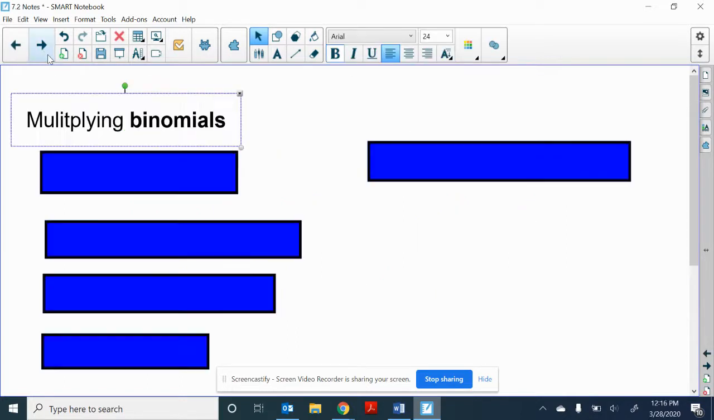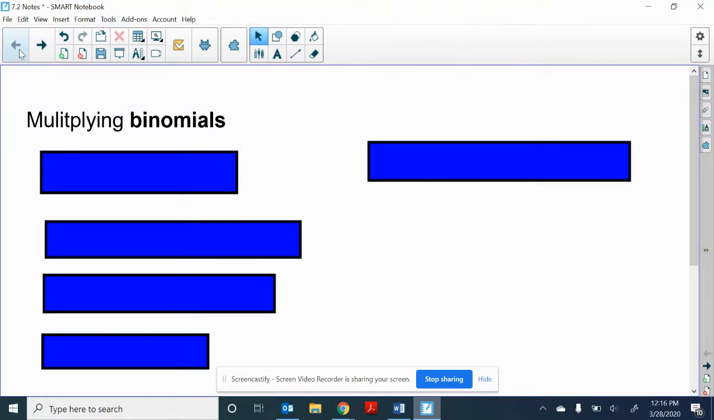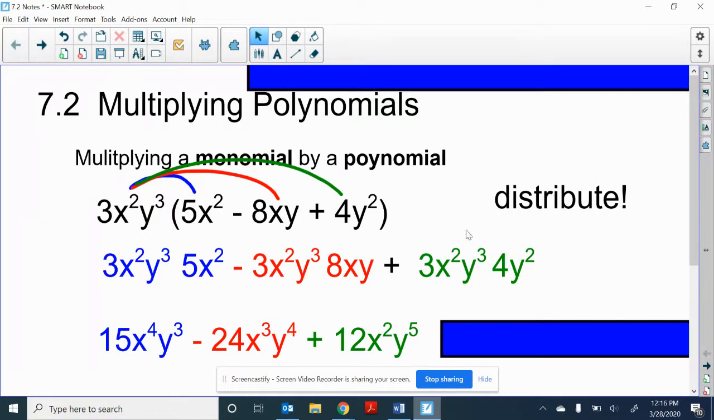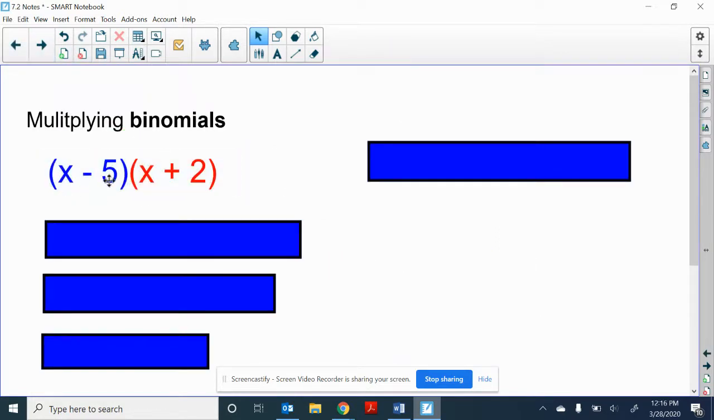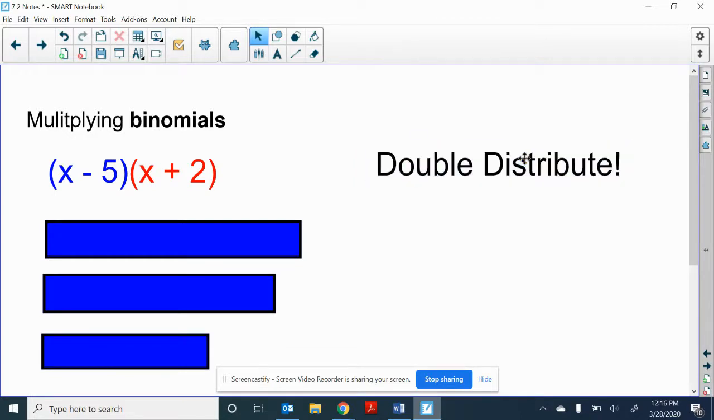Okay, next example. Now we're going to multiply binomials. So in the previous slide, we were thinking about distributing. I have one term that I'm distributing to everything. So now that I have a binomial times a binomial, yes, we're still going to distribute, but there are actually two things that need to be distributed here. So we are going to double distribute. What does that look like?